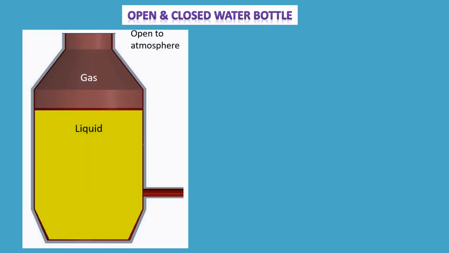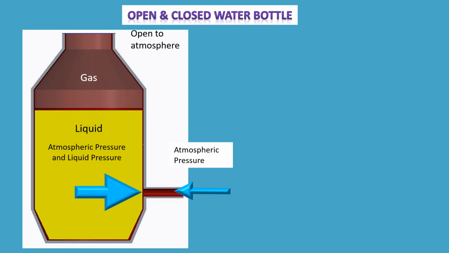Now, consider the open water bottle. The external pressure at the outlet is always the atmospheric pressure, while the internal pressure varies depending on the condition. When the bottle is open, the internal pressure at the outlet is the sum of the atmospheric pressure and the liquid pressure. So, clearly the internal pressure is considerably higher than the external pressure. Hence, we see a jet in case of an open water bottle.